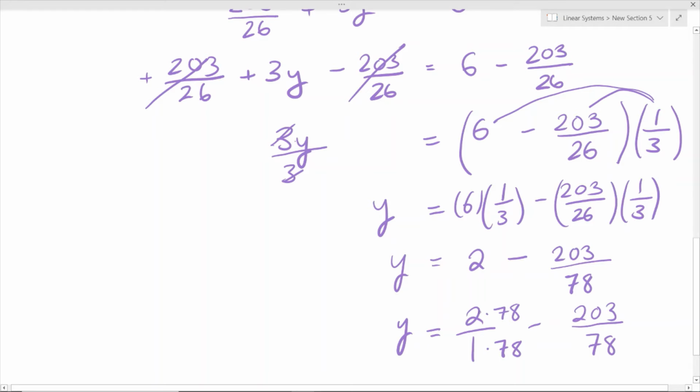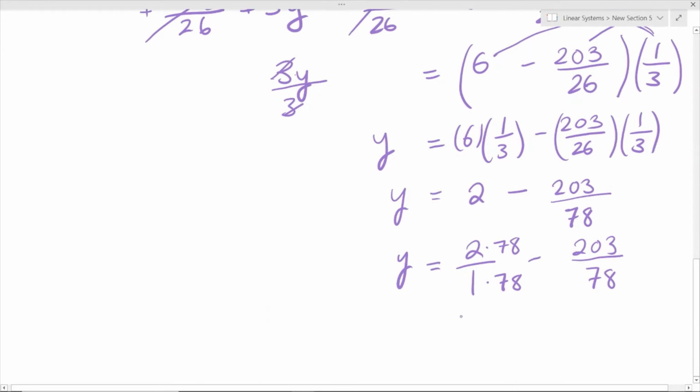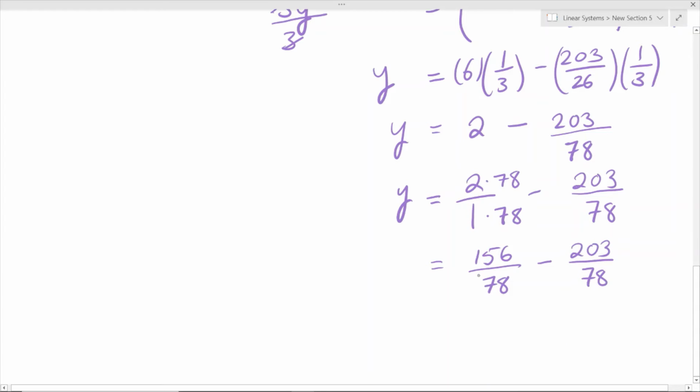So we do 78 times 2, and that's going to give us 156. And then the denominator, 1 times 78, is just going to be 78. And then we subtract 203 over 78. Now that we have the same denominator, we can basically just subtract it. So 156 minus 203, all over 78.